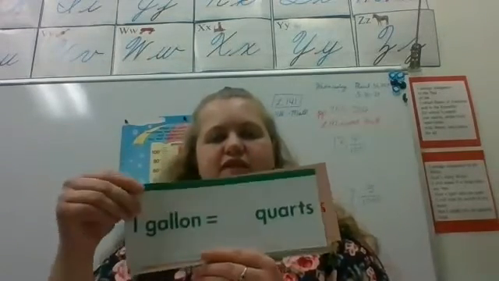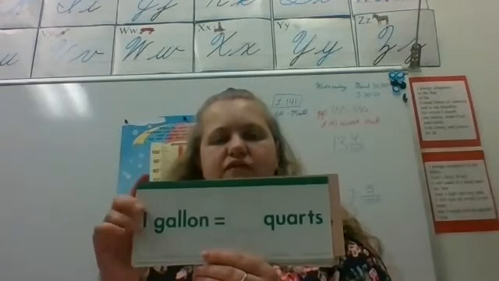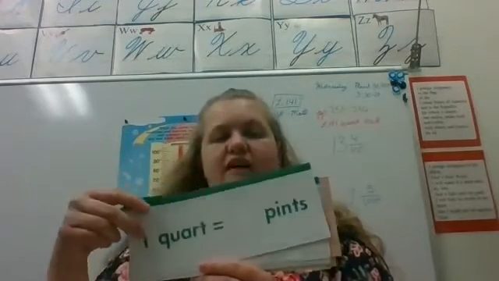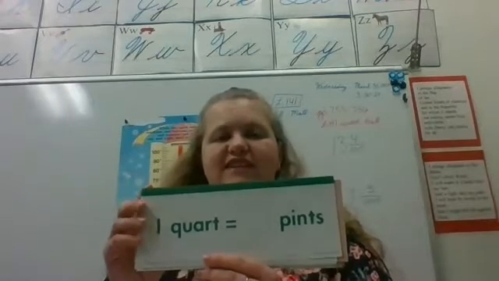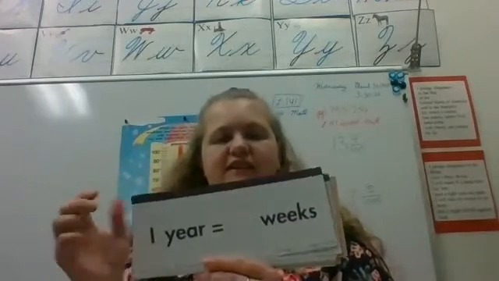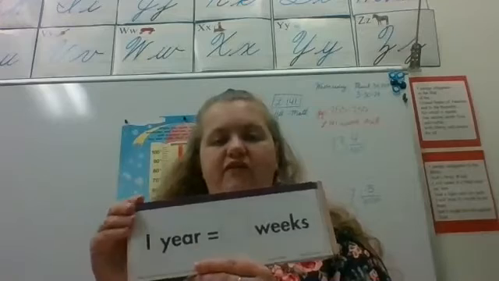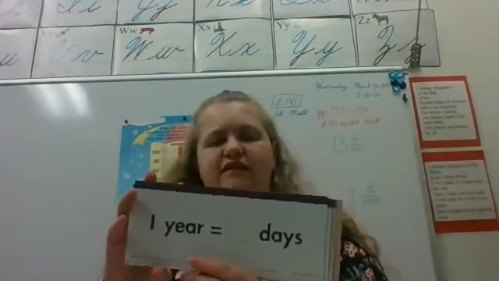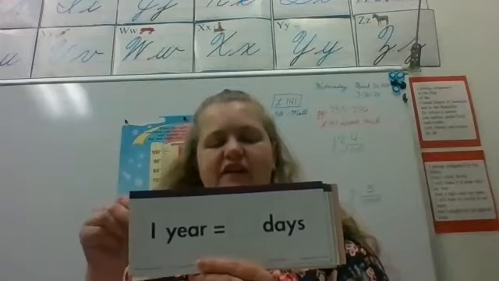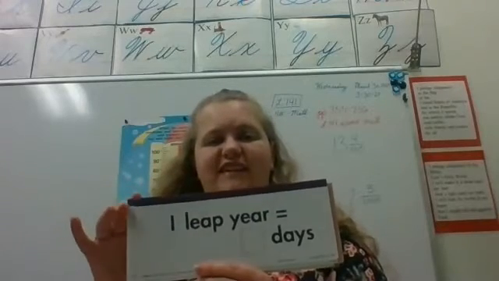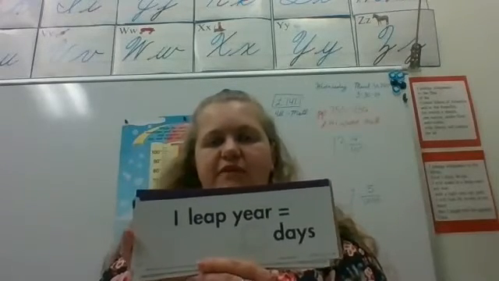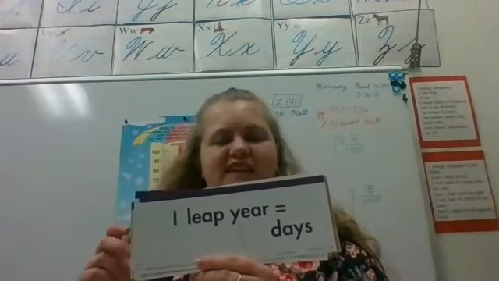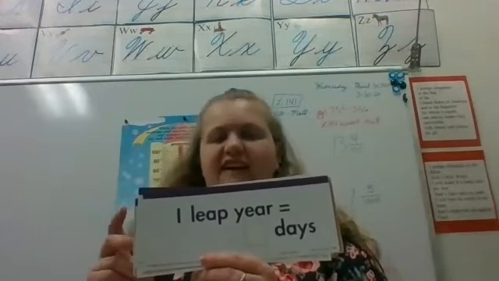Inches in a foot. 12. Quarts in a gallon. 4. Cups in a pint. 2. Pints in a quart. 2. Weeks in a year. About 52. What about days in a year? 365. In a leap year? 366. And are we in a leap year this year? Yes, we are. We had the 29th of February.